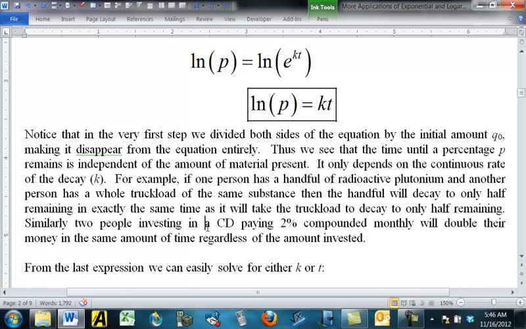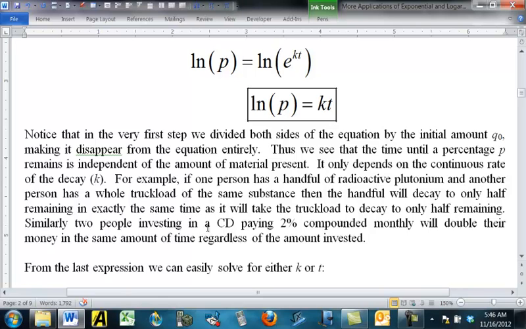Well, somebody else has got a truckload of the same substance. Well, the truckload will be half present and half gone exactly the same time that the handful will be half present and half gone. It has nothing to do with the amount you start with. It has to do with that rate of decay, which is the same for both substances.